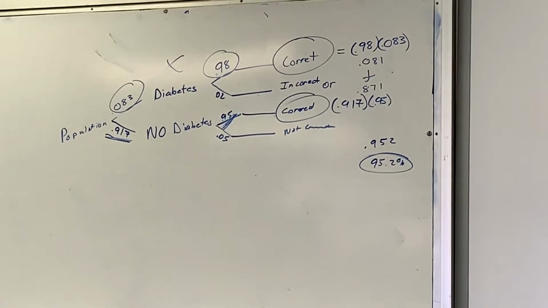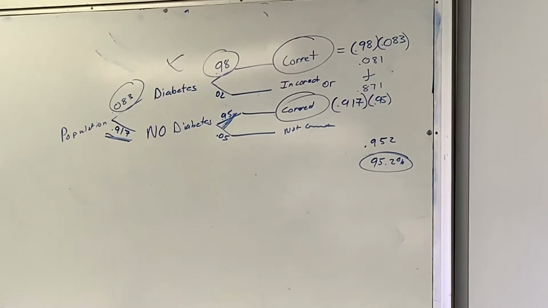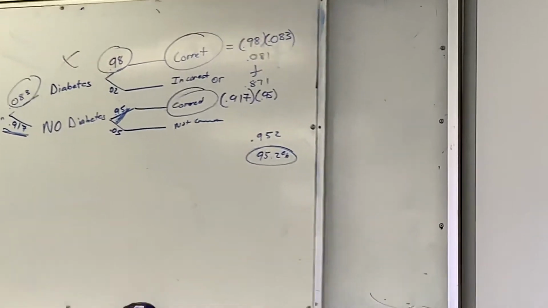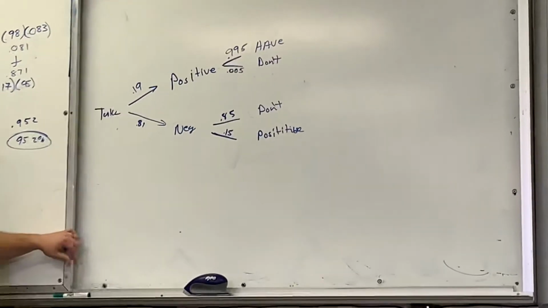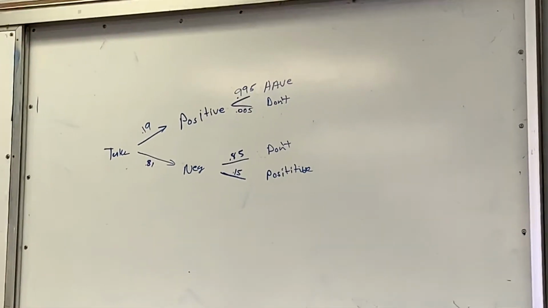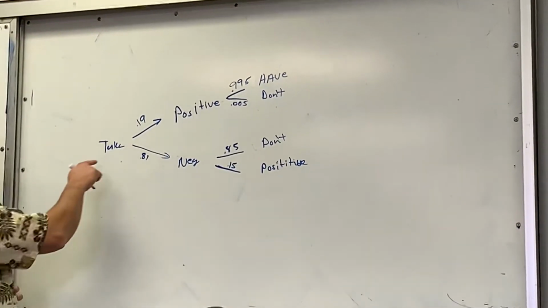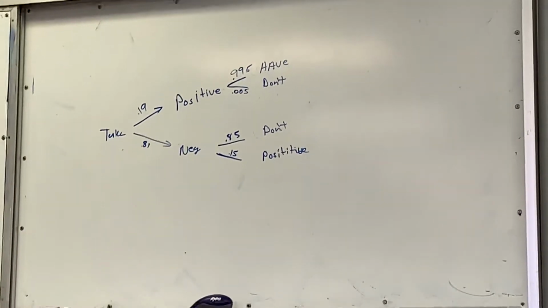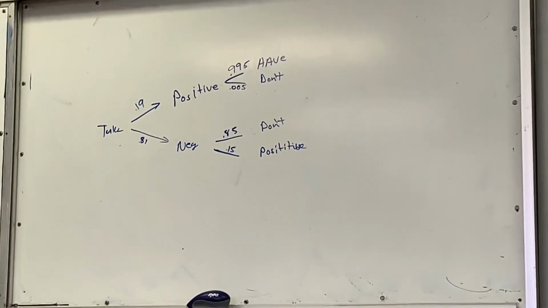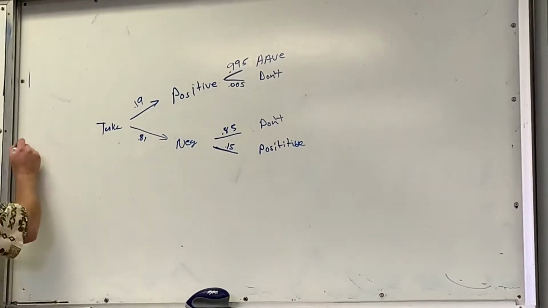Okay. Let's do the same thing with coronavirus. We just looked up the stats, and it said people taking the test. Wait, we need one more level maybe. Should we do one more level? Sure. Let's do one more level just for funsies. Okay, we got the population here.